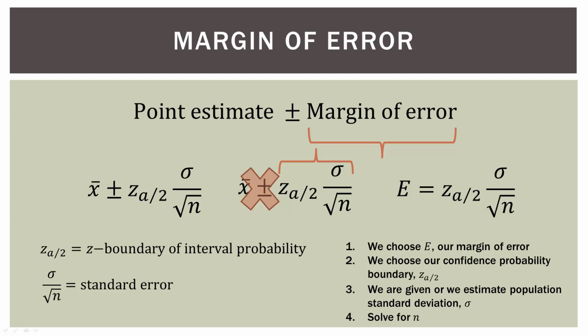So in this case, we can choose our margin of error, e. We would choose our confidence interval, most often 1.96, which is 95% confidence. We are given, or we estimate, sigma. And then based on having those three things, we can algebraically solve for n. So that's all we're doing. We're just rearranging the margin of error expression we already know to, instead of being given n and finding e, be given e and find n. Let's go ahead and look at how we would rearrange this to do that.